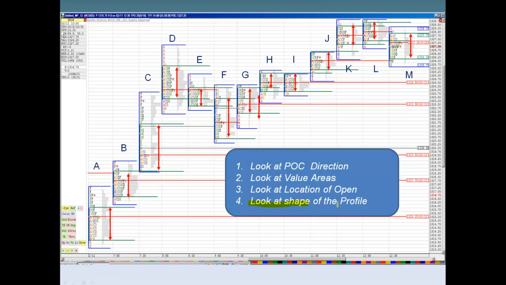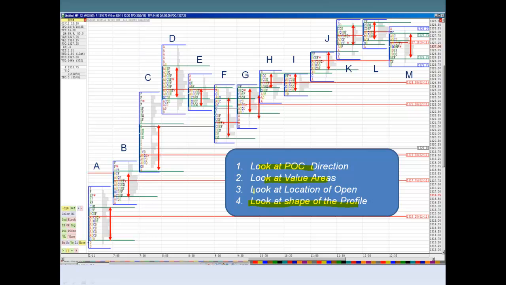course, looking at the shape of the profile. So we've already looked at the POC and the direction of the POC. Are they going up or are they heading down? We've looked at the value areas, whether the value is moving higher or lower, and we've looked at the value range itself. Is it expanding or is it contracting? And if it's contracting, it's telling us we are heading into a transition, or in fact, the momentum is slowing down in the market in the direction of the trade.